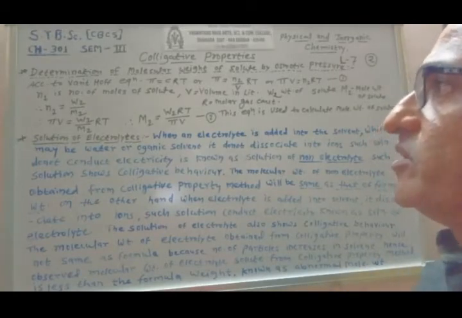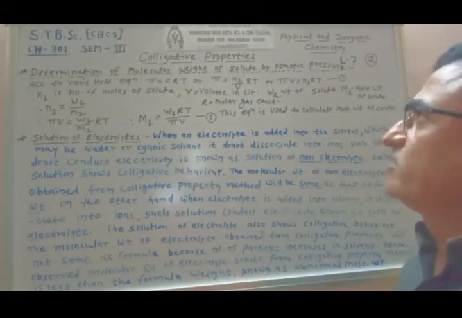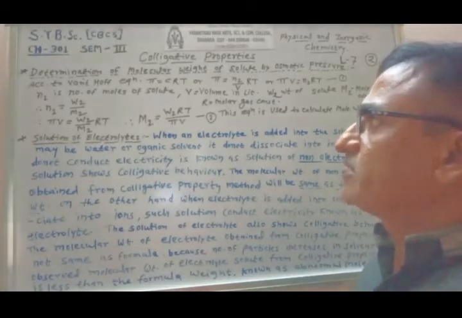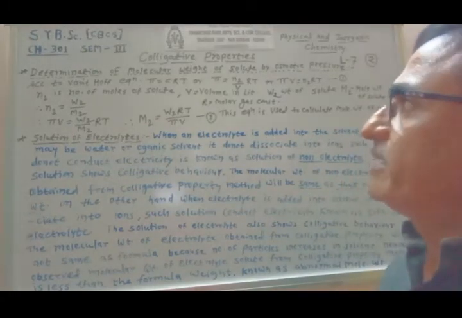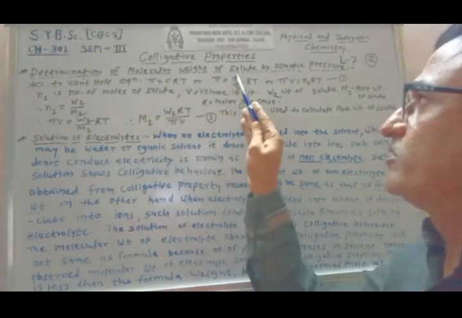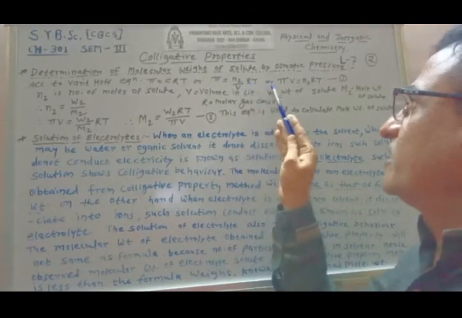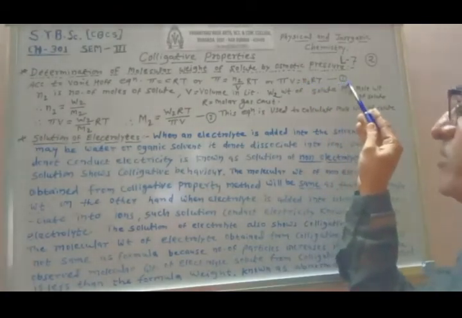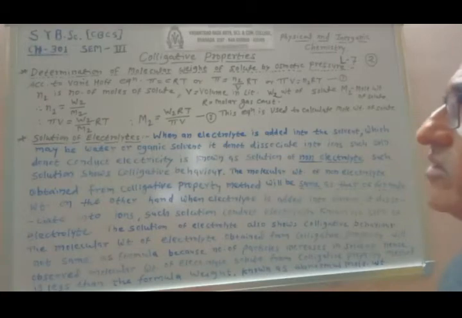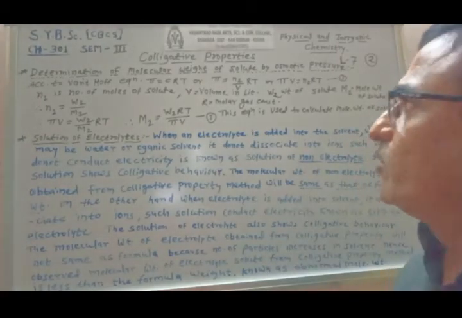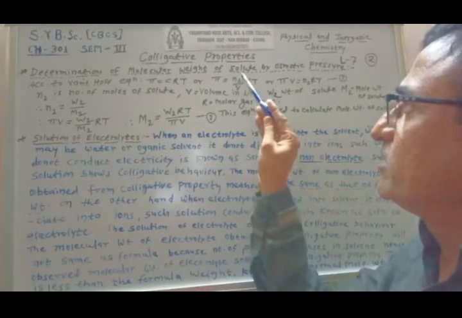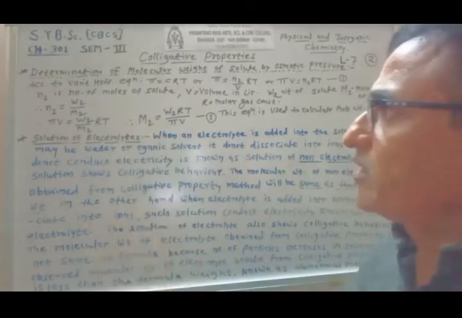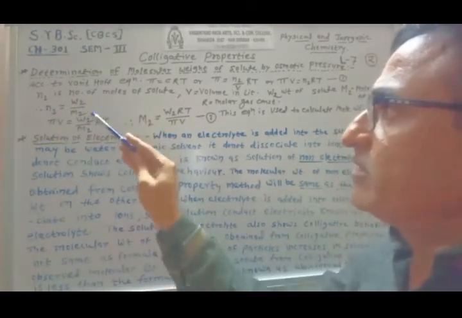Now we have to determine the molecular weight of the solute by osmotic pressure. According to van't Hoff's equation, we have derived π is equal to CRT, or π is equal to n2 upon V into RT, or πV is equal to n2 RT, equation number 1. Now here we have to determine the molecular weight. The term n2 gives the number of moles of solute. So n2 is equal to W2 divided by M2.